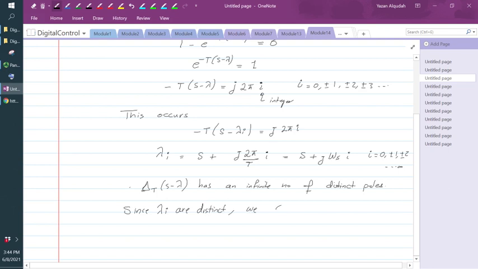we can calculate Ci using the following. Ci is going to equal N of lambda divided by D prime of lambda, where lambda is equal to lambda I, which is equal to s plus 2 pi divided by T multiplied by I. Where is this coming from?